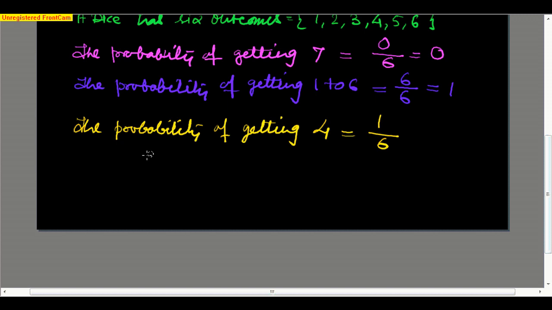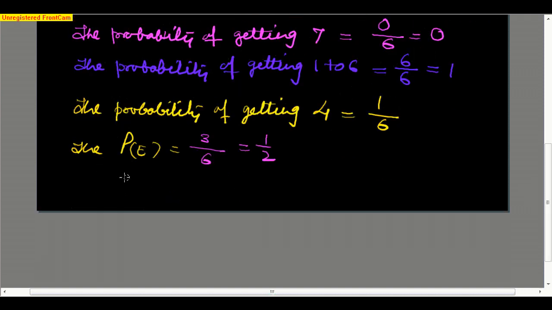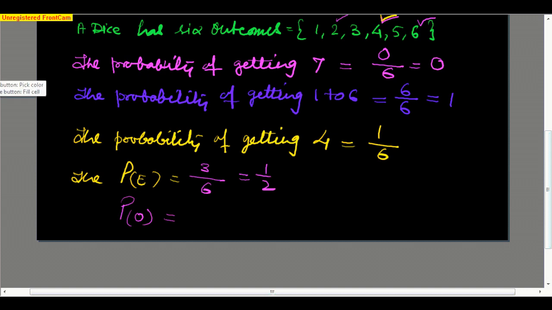If we have to find the probability of getting an even number, we know that 2, 4 and 6 are even numbers, so there are 3 favorable outcomes. 3 out of 6 is 1 by 2. For the probability of an odd number, we have 1, 3 and 5, again 3 outcomes, so 3 by 6, which is also 1 by 2.